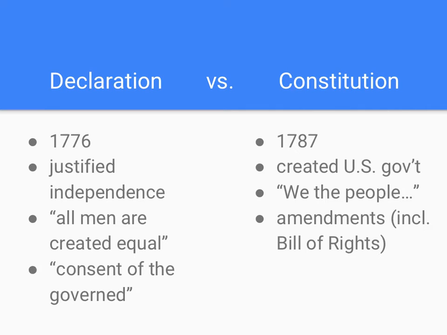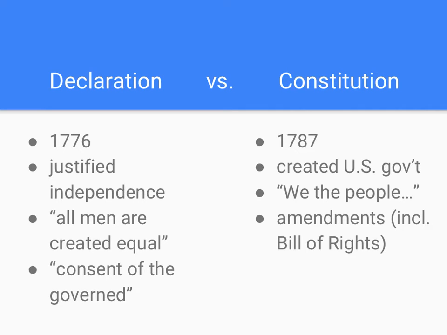The Constitution created the government of the United States. The Constitution lays out the legal structure of the government, what powers each branch of government has, how they are allowed to use those powers, what they can and cannot do, that sort of thing. The Constitution was created in 1787. It created the U.S. government. It starts off with the preamble that says, "We the people, in order to establish a more perfect union," and it has the amendments added to it.